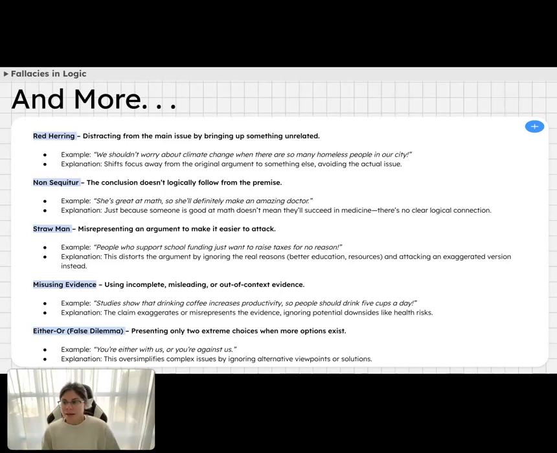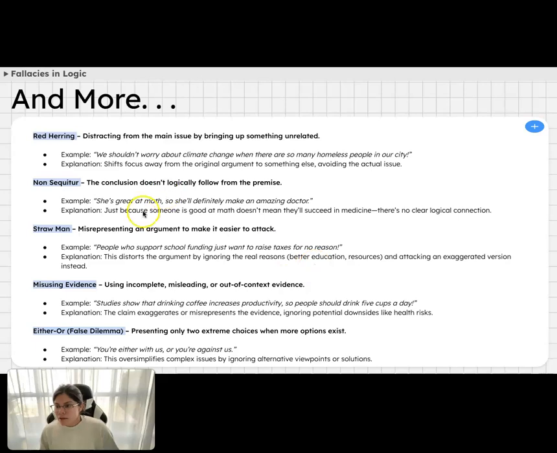Okay, and we have a few more here. Like I said, there's tons of fallacies out there, but here are some that you might run into. Now we have straw man, false dilemma, and appeal to ignorance. Straw man specifically will misrepresent an argument to make it easier to attack. False dilemma, which is right here, will present only two choices when more options exist. And we have some examples you guys can read through.